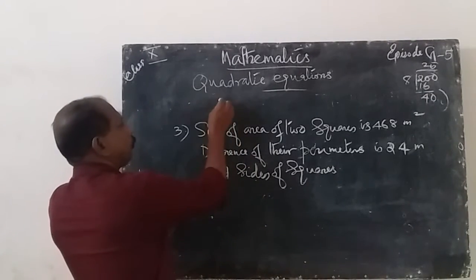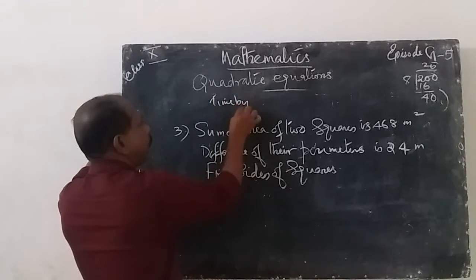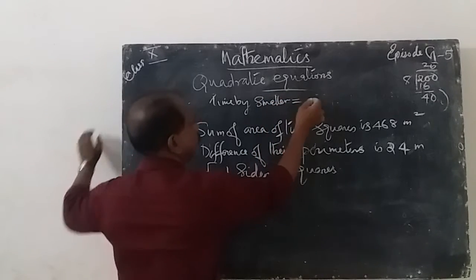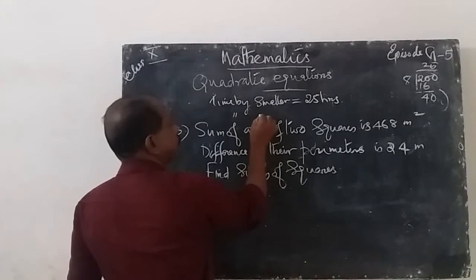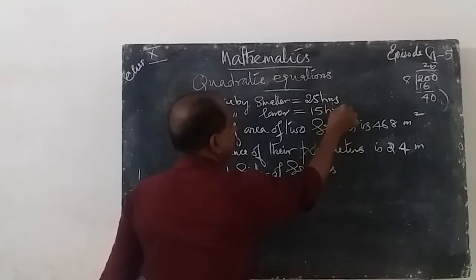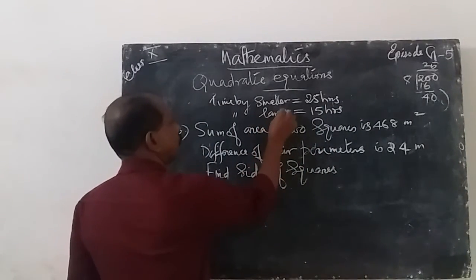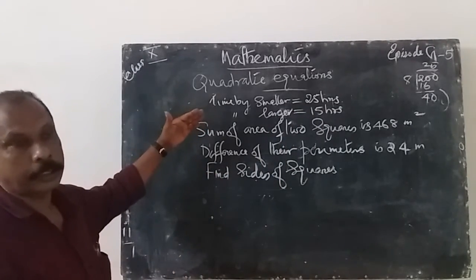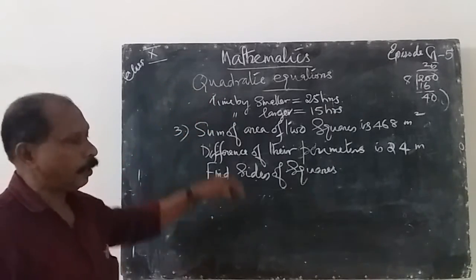Therefore, time taken by the smaller is equal to 25 hours, and that of the larger is equal to 15 hours. This is the time taken by the small tap and the large tap. That is 25 hours and the larger is 15 hours.